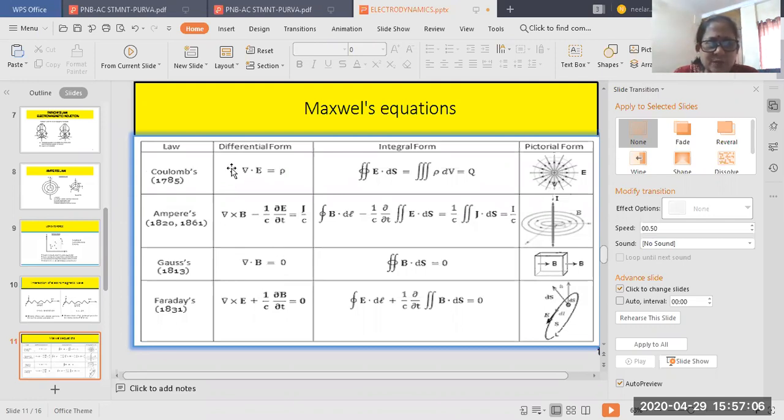So that is why when you apply Gauss law to the magnetic field, the right hand side becomes zero. That is, B is the magnetic field produced by the monopole. If monopoles do not exist, naturally the value of the right hand side is zero. That is why this is called Gauss law for magnetostatics, and this is called Gauss law for electrostatics.